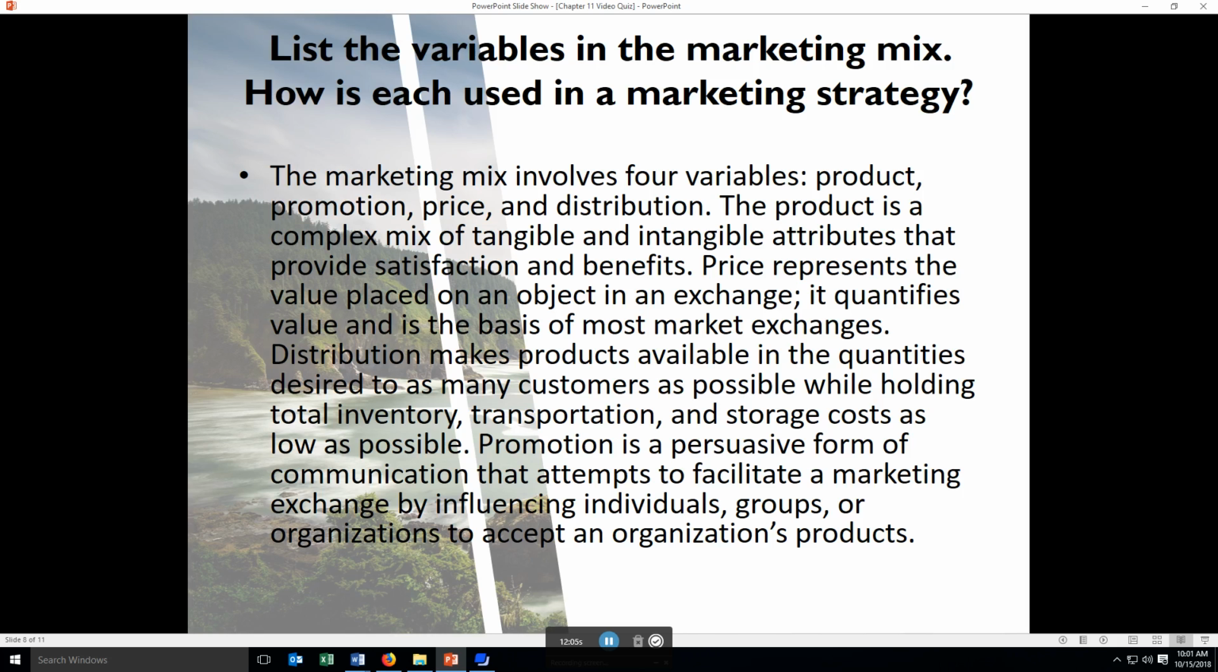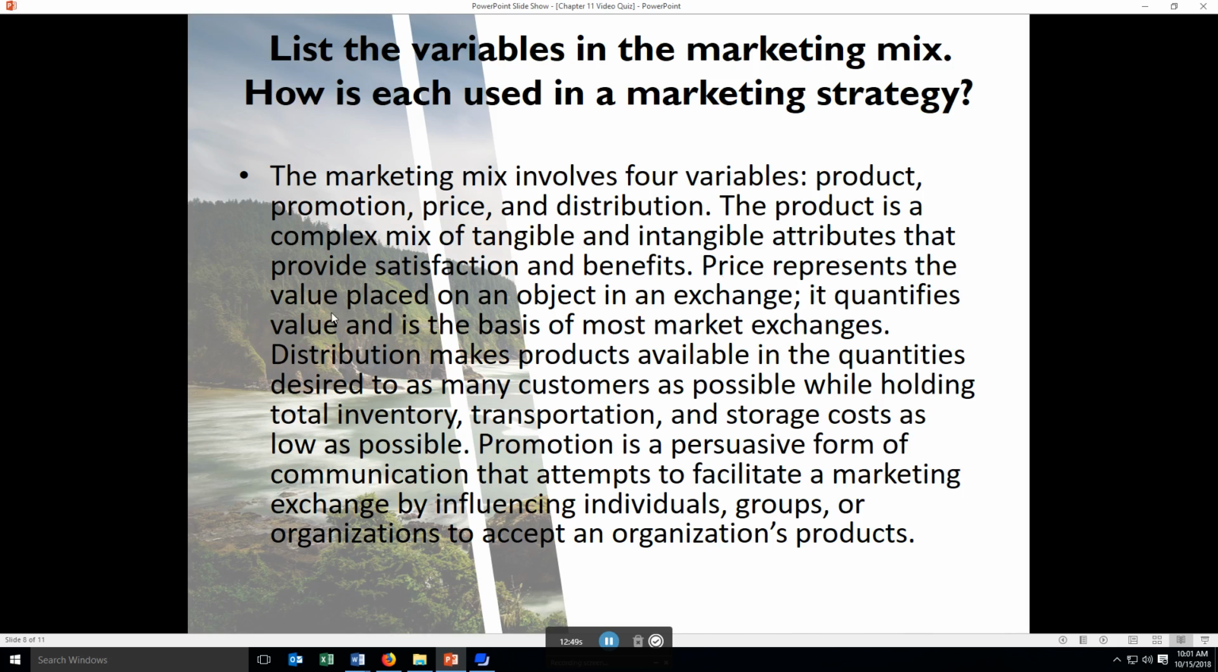Price. Okay. What price are we going to charge for the car? Now, of course, a Buick is not the low end. It's not a Pontiac. It's not the moderate end. It's not a Chevy. It's kind of a little bit fancier. So we're going to price the car in a way that it appeals to the segment we're targeting. And distribution. How do we get these cars? Where should we put Buick dealerships? The product is a complex mix of tangible and intangible attributes that provide satisfaction and benefits.